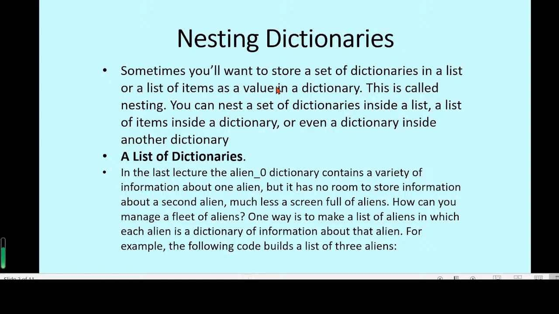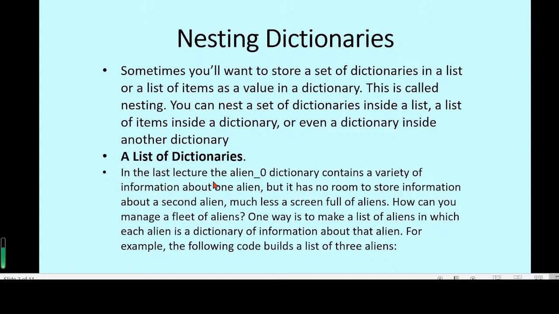Sometimes you will want to store a set of dictionaries in a list, or a list of items as a value in a dictionary. This is called nesting. You can nest a set of dictionaries inside a list, a list of items inside a dictionary, or even a dictionary inside another dictionary. So first, look at a list of dictionaries.